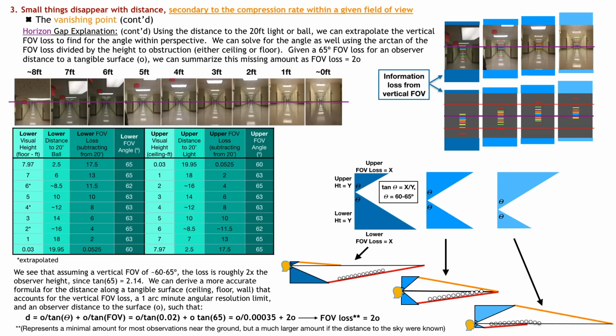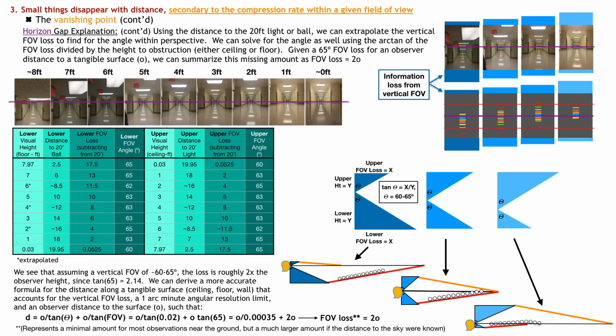And so when you do this, you can calculate out the angle using trigonometry. What I came to was it averages out to roughly a 65-degree, maybe 63-degree angle between all these various heights. And when you do the math on this, since the tangent of 65 degrees is 2.14, we can derive that the field of view loss, within at least the iPhone 6s, is roughly equal to 2 times the observer height. Feel free to look at that in more detail if you'd like.